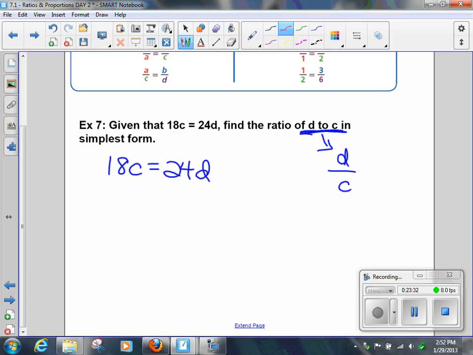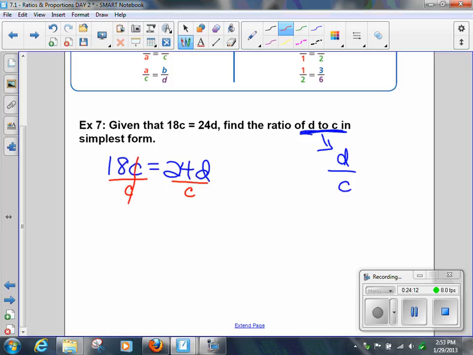Now, how can I get C under the D mathematically? Pardon me? I want to divide it, don't I? Why do I want to divide it versus subtract it? Because what mathematical operation is connecting the 18 and the C? Multiplication. How do you undo multiplication? You divide. Watch. You'll see what's going to happen. What you do to one side, got to do the other. All right, my C's cancel.